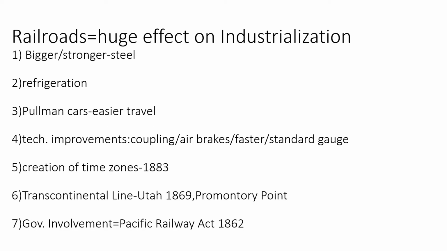But the driving force behind industrialization was the growth of railroads. Because of the Bessemer process, more steel could be produced and more railways built. Refrigerated cars allowed food to be transported over long distances. Pullman cars let people sleep on trains. Technological improvements of better coupling and stronger air brakes meant longer trains were in service that could pull more goods. They went faster, and a standard size track gauge meant people didn't have to change trains.